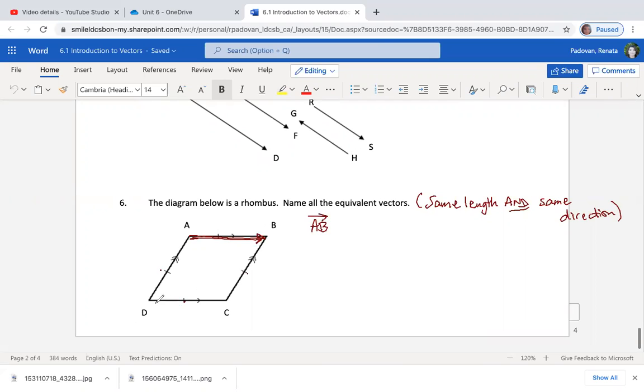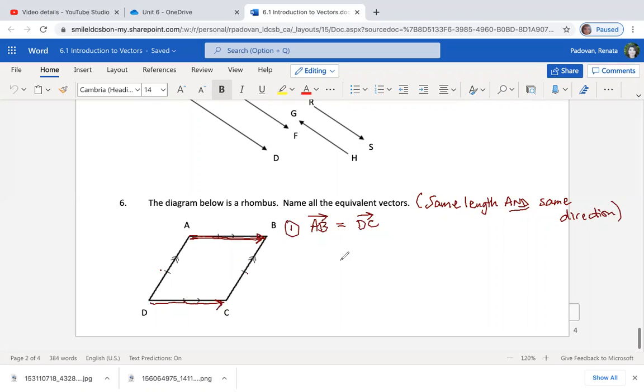I know that it's equivalent in length, if you see here, to vector DC. It has to be the same direction, so I have to call it tail to head, DC. So those are the same length, but also going in the same direction. So those are equivalent to each other.